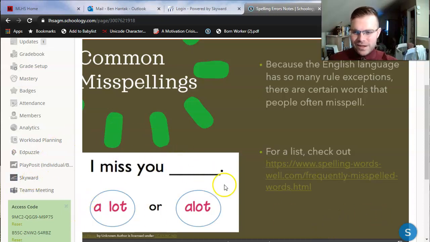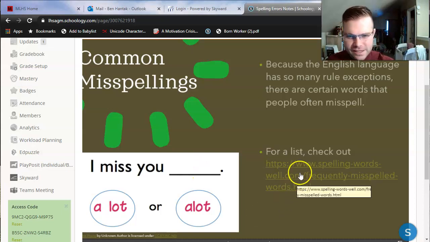Probably the most common one that I've seen in high school is "a lot." A lot is 2 words. As we see in this little picture right here, "I miss you blank." Is it a space lot or is it alot, 1 word? A lot of high schoolers try to use alot as 1 word when it's actually 2. Fixing that mistake might be an immediate, overnight fix that you can make to make your spelling better in general. A lot is 2 words. I miss you, a space lot.